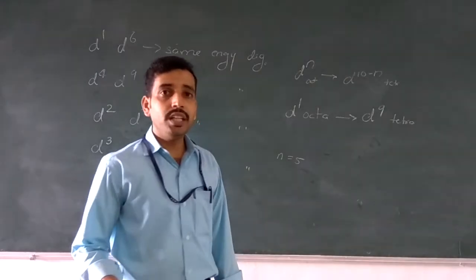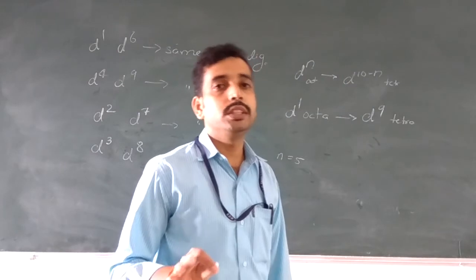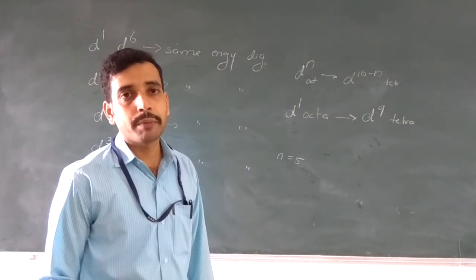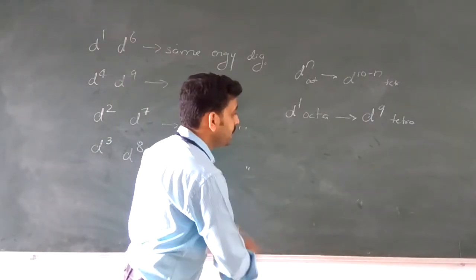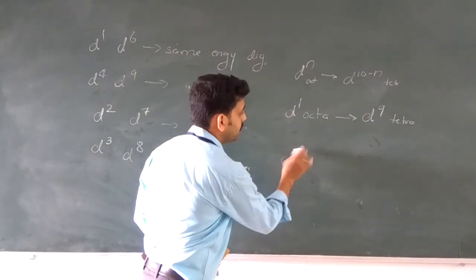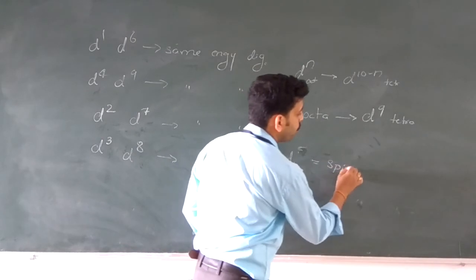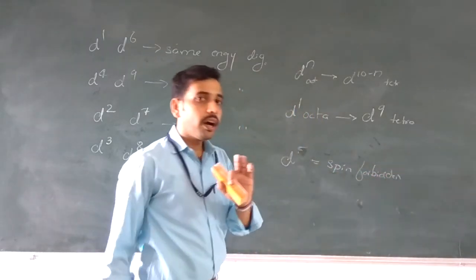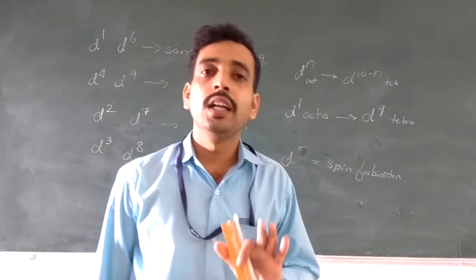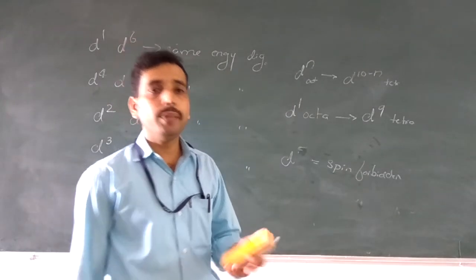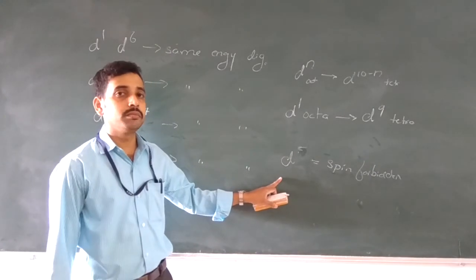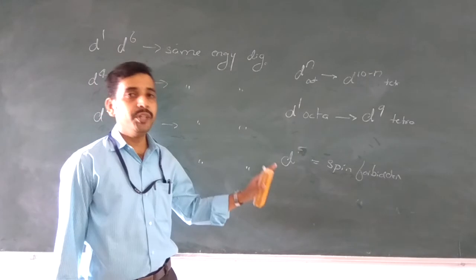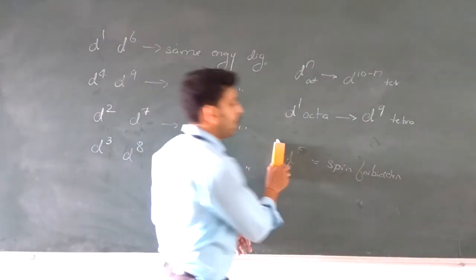If it is n minus 5, 5 minus 5 is 0, a D0 system. So the D0 system cannot be interpreted by electronic spectra. That's why the D5 system is a spin forbidden transition in high spin complexes only, not for low spin complexes. In low spin complexes, some transitions are allowed. The Orgel diagram is explained only for high spin complexes, not for low spin complexes.